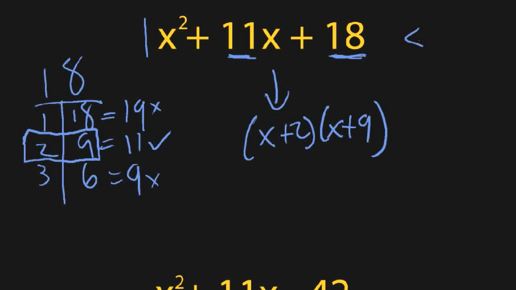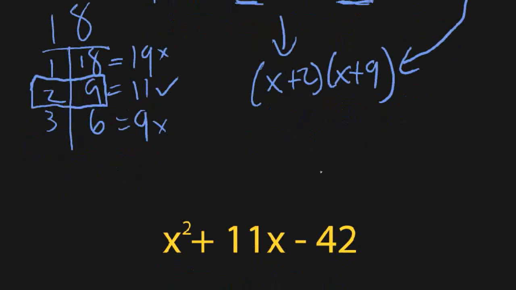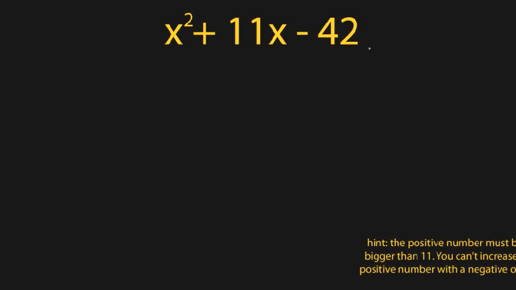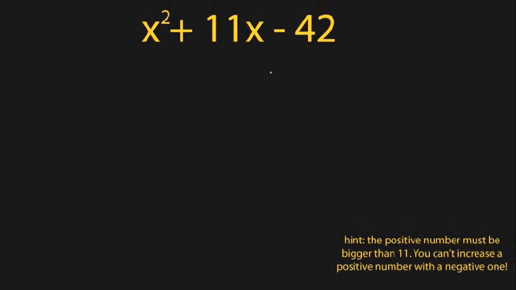And so we've taken this expanded quadratic and put it into the factored form. And that's factoring a quadratic equation. Let's do another example. So x squared plus 11x minus 42. So remember, we want to find two numbers that add to 11 and multiply to negative 42. So let's think about factors of negative 42.